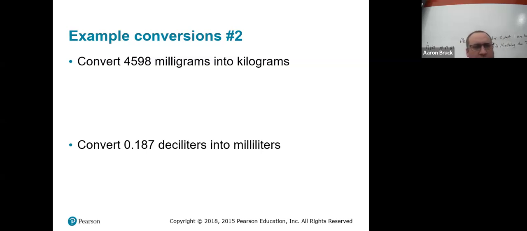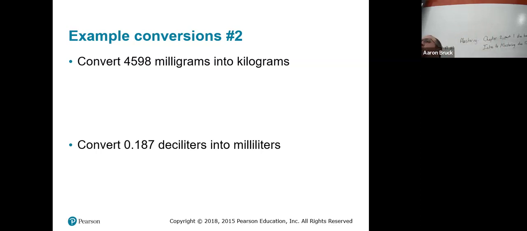All right, let's do some more. In these ones, we are going to look at multi-step conversions. Now, in this one, we're asked to go between milligrams and kilograms. Now, my metric chart doesn't have a direct relationship between milligrams and grams, or excuse me, milligrams and kilograms. What do I do in that situation?